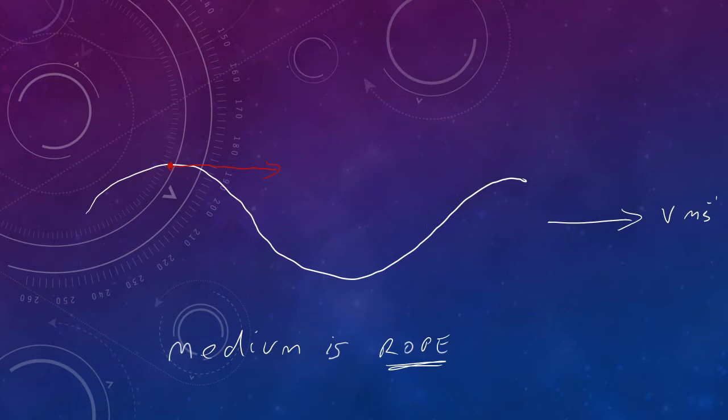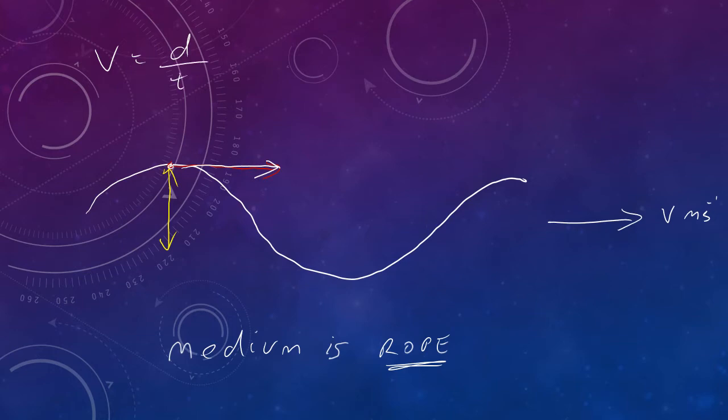We know, of course, that the particle in the rope simply moves up and down, but the wave energy propagates forward as shown. So in order to work out the speed of the wave propagating, you need to get some particular point on that wave front, like here, and measure how far it's gone in how much time, distance and time, because v equals d over t.